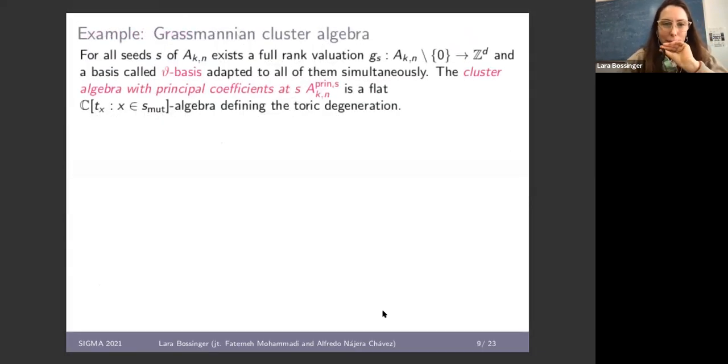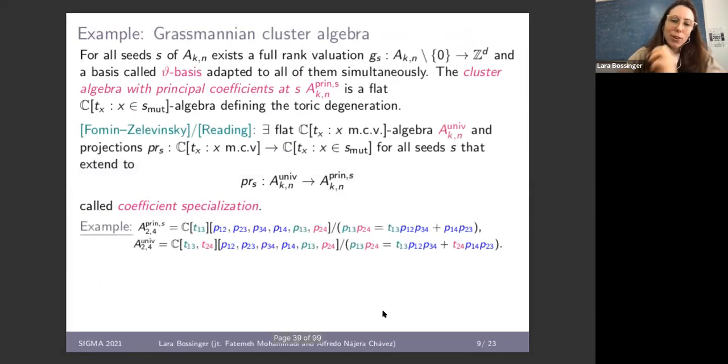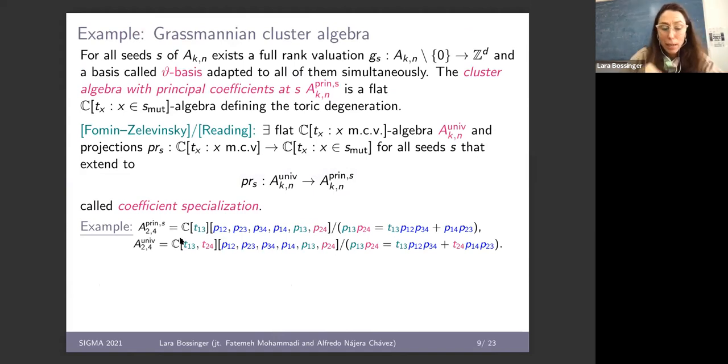Let me see, I think there's an example here. Yeah, okay. This example is maybe both enlightening and misleading. For the case of the Grassmannian Gr(2,4), where we have two triangulations of the square, we have two different ways to define a cluster algebra with principal coefficients.